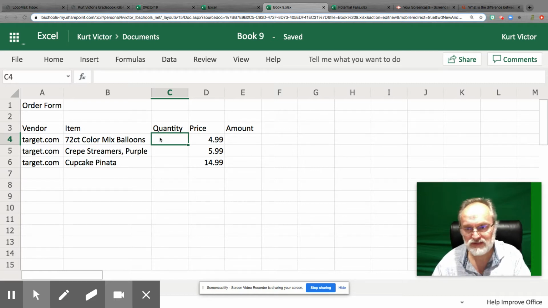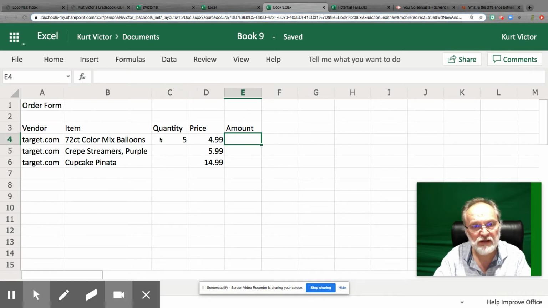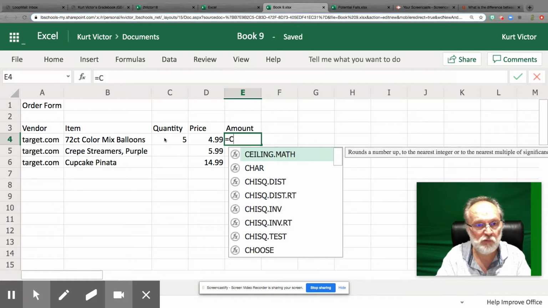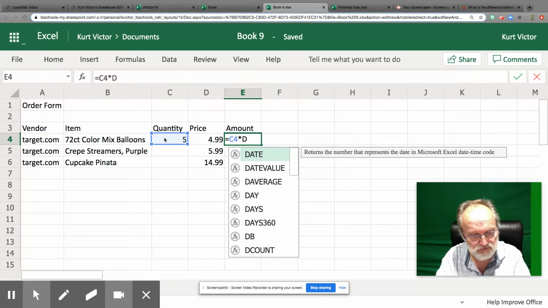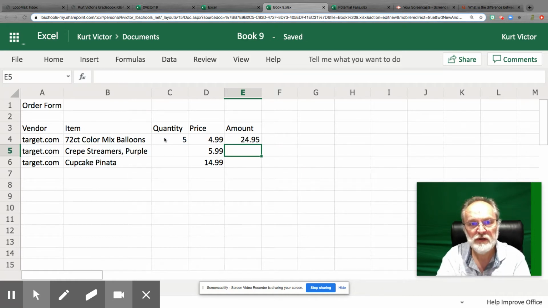For bags of balloons, let's see what 5 bags of balloons would cost. So I type 5 in the quantity spot, came over to amount, and here's where we're going to type our formula. Keep in mind that all formulas start with the equal sign, and we're going to be multiplying the quantity in cell C4 times, which is going to be an asterisk, the price of buying a bag of balloons, which is in cell D4. And that's going to give us the amount of purchasing 5 bags of balloons, which is $24.95.